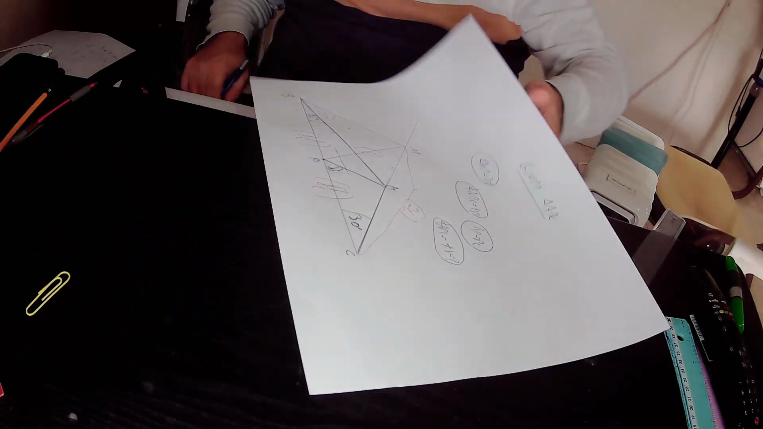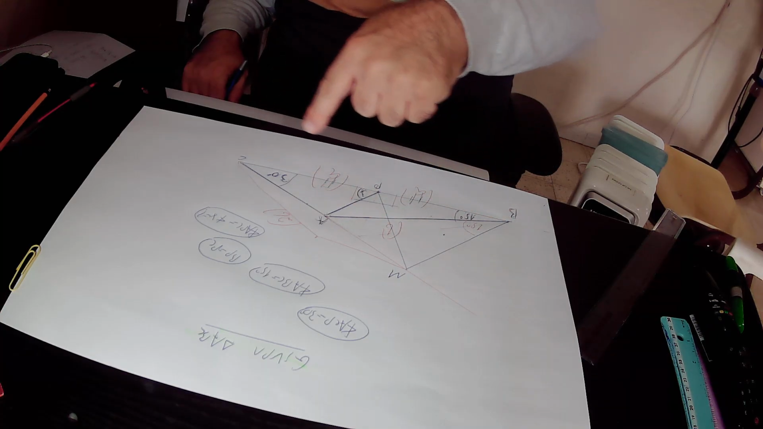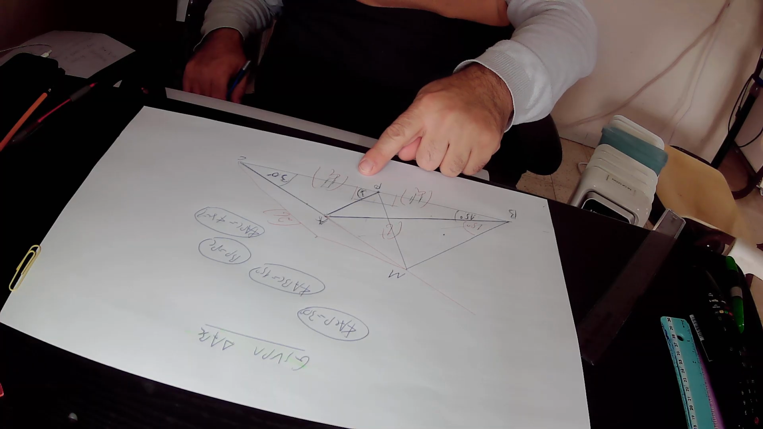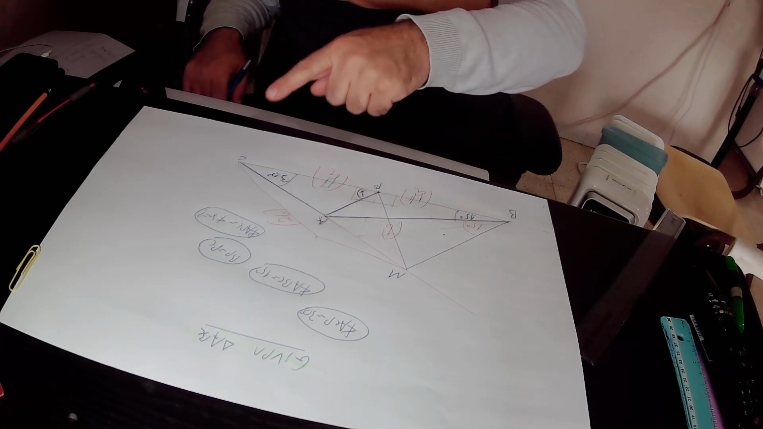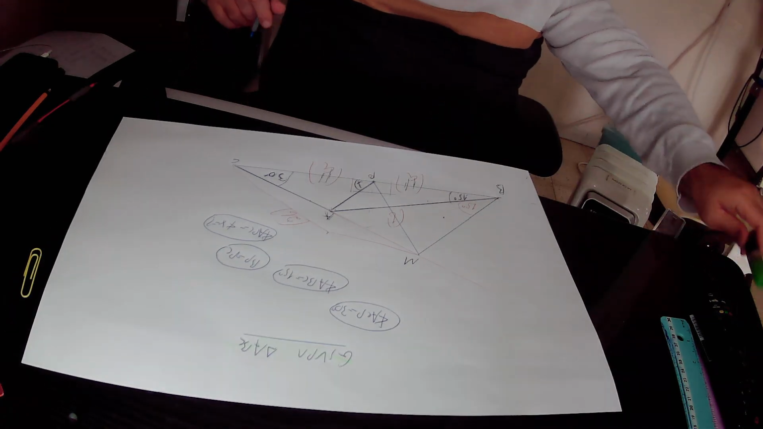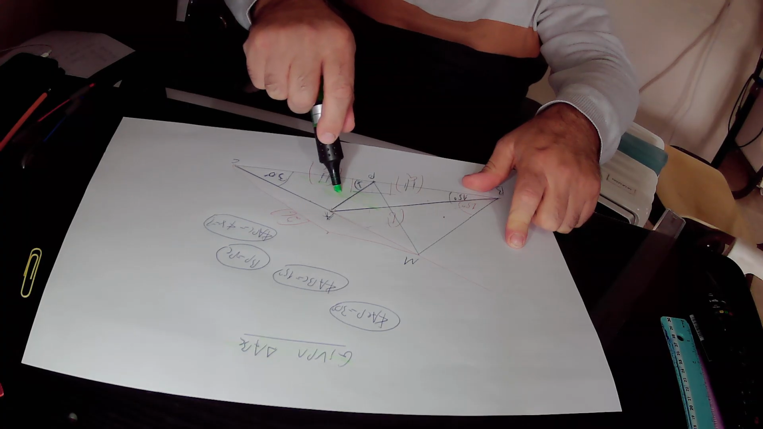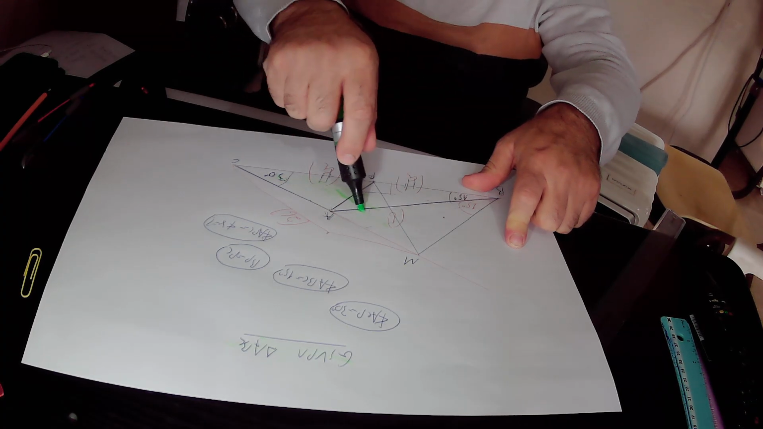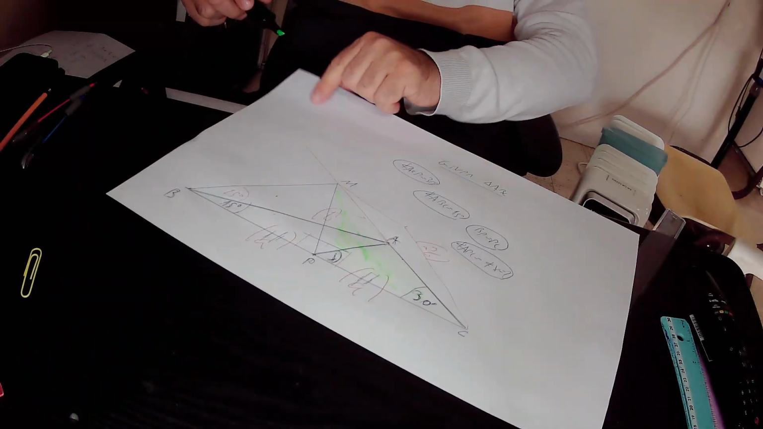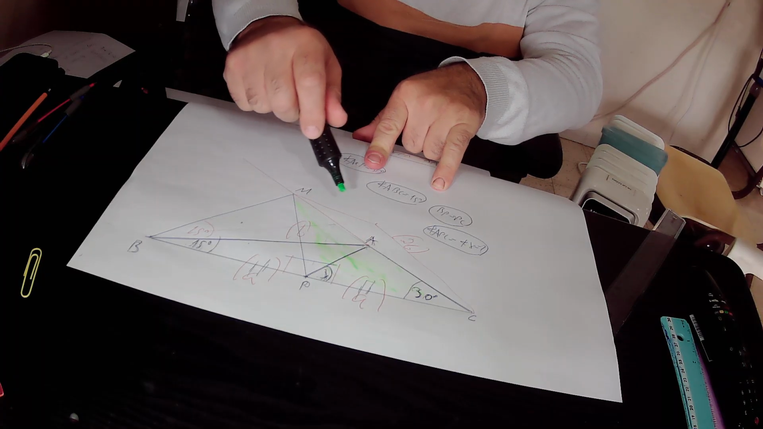So in this triangle MPC, again, this green triangle MPC, we found out that B over A equals MA over AC.